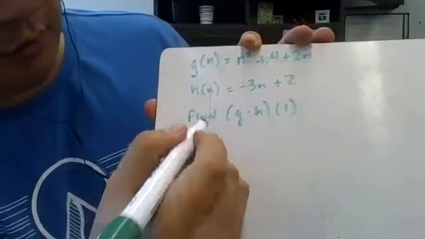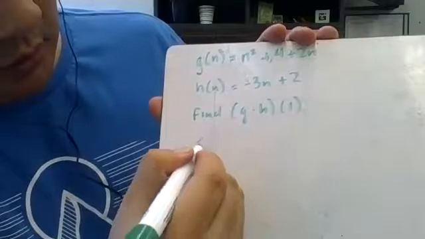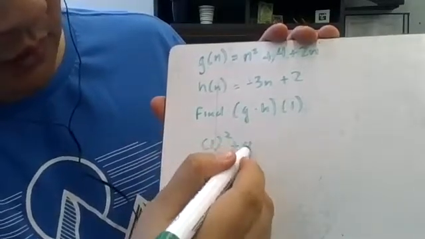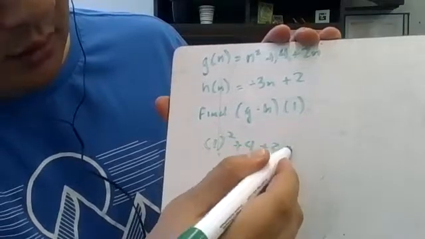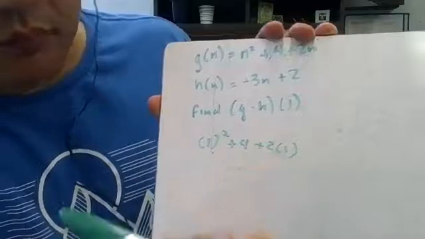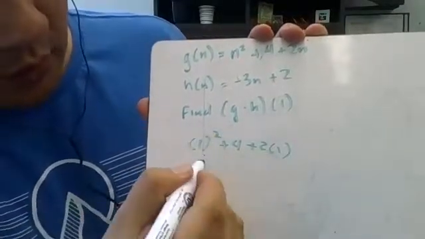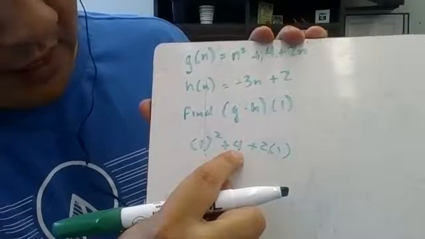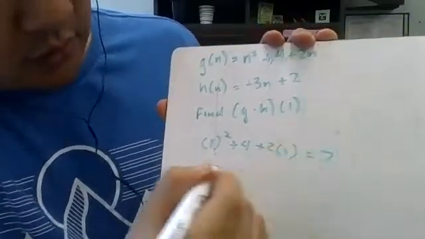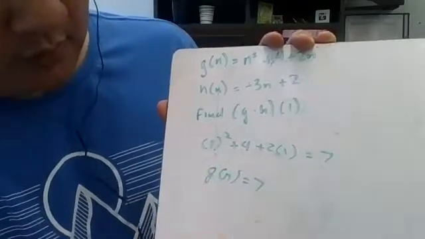So what I'm going to do is plug in 1 for the g function. So it will be 1 squared plus 4 plus 2n, or sorry, 2 times 1. All right, by doing that, 1 squared is 1, 1 plus 4 is 5, plus 2 is 7. So the g of n is equal to 7.